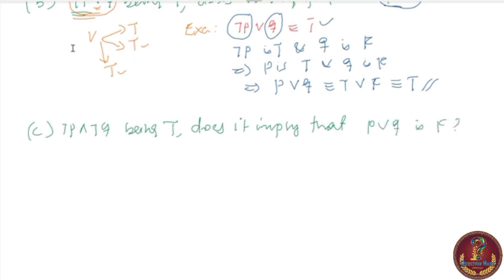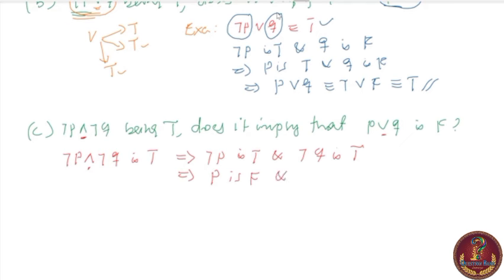This is the question. So we will again use the property of disjunction and the property of conjunction. Given that the negation of P and negation of Q is true, as you remember, a conjunction will be true whenever both are true. So negation of P is true and also negation of Q is true. If the negation of P is true, then P is false. Also, if negation of Q is true, Q is false.